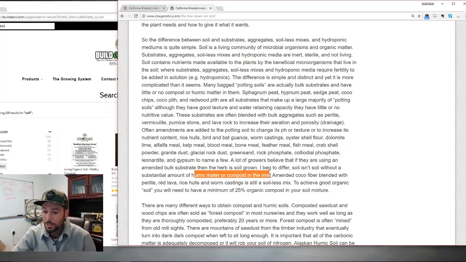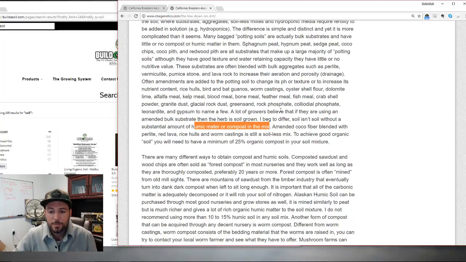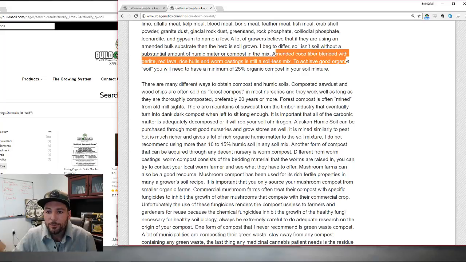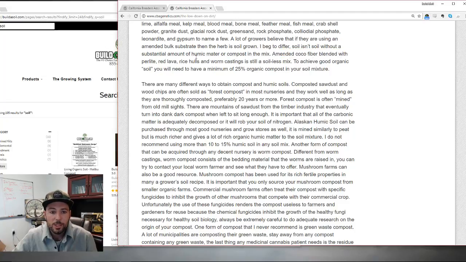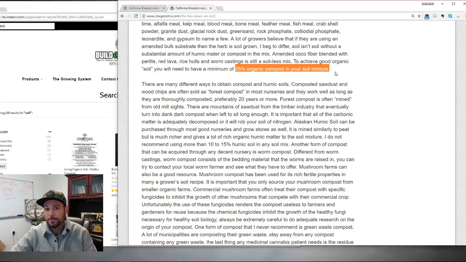And I concur with him. And this is one of our challenges. We don't sterilize our compost as it comes in. And as we scale, we have to continually find the best compost. And that's why I think this whole message is so important, okay? Amended cocoa fiber blended with perlite, lava, rice hulls, worm castings is still a soilless mix. To achieve good organic soil, you will need to have a minimum of 25% organic compost in your soil mixture.